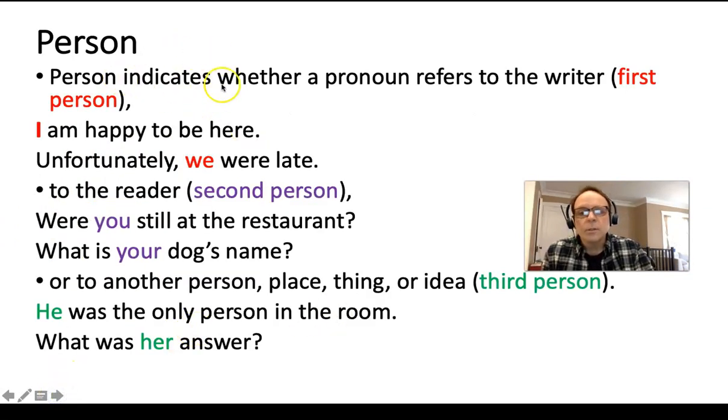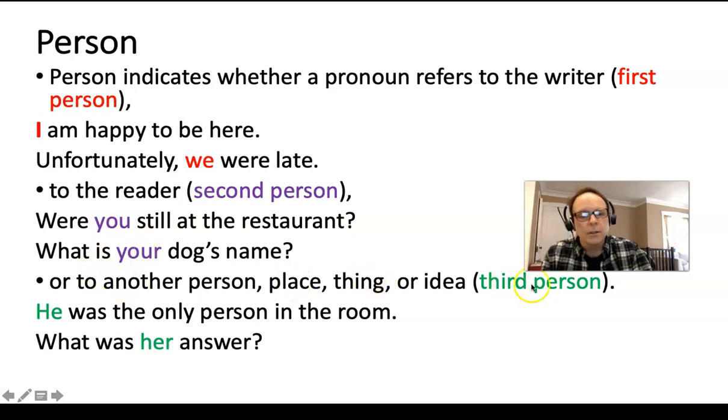First one is person. Person indicates whether a pronoun refers to the writer, first person, I, right? I am happy to be here. Unfortunately, we were late. This is still first person. It's just more than one person. It's plural. So first person means I'm the one speaking or we are the one speaking. Or to the reader, the person listening, that's second person. Were you still at the restaurant? What is your dog's name? So you can see how that's the person we're talking to or about.